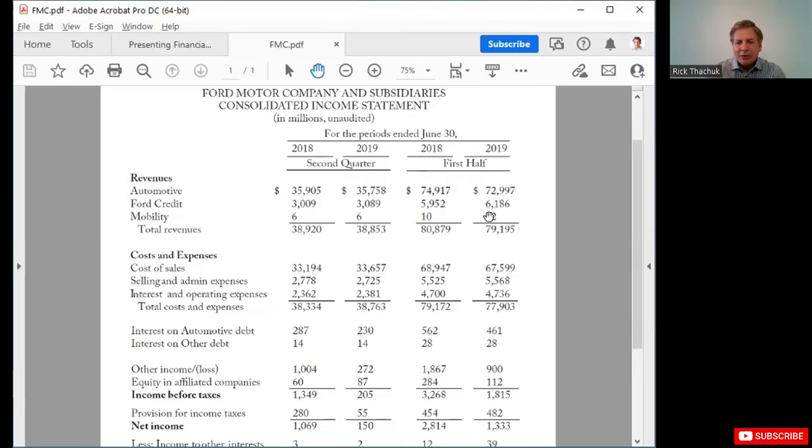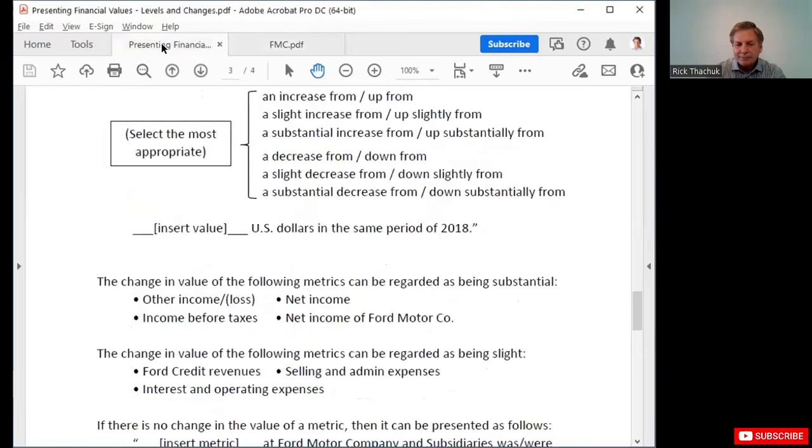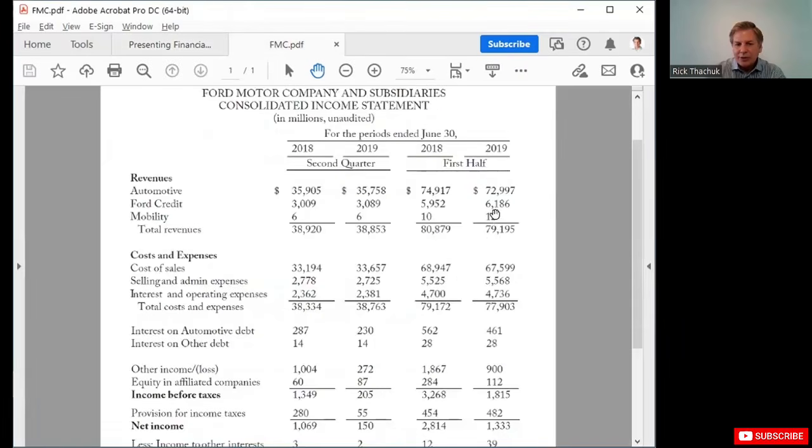Okay, I wonder if you can do forward credit revenues. Now let's take a quick look. You see that this is up, so it's an increase. Is that substantial or slight? Well, let's take a look at our list. Forward credit revenues is here, so we will characterize that change as being slight. So it'll be a slight increase from, or up slightly from. All right, can you go ahead and present that forward credit revenues, please?